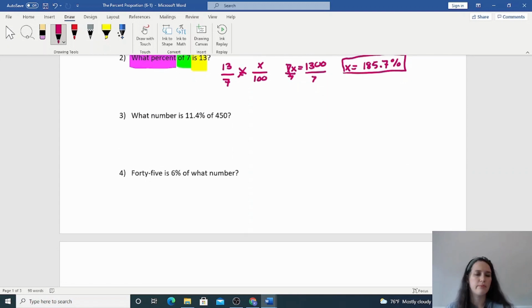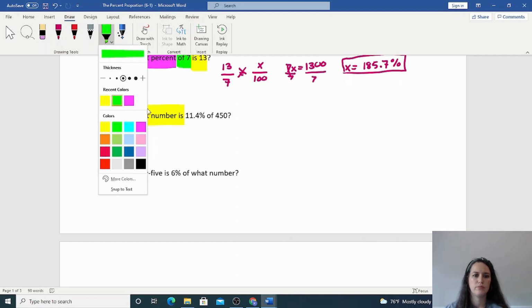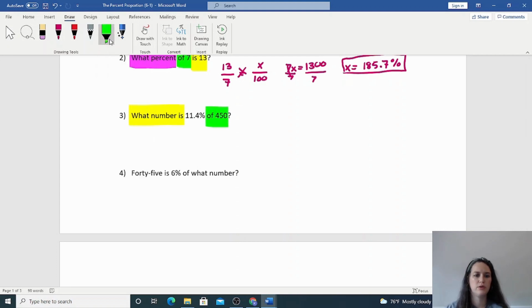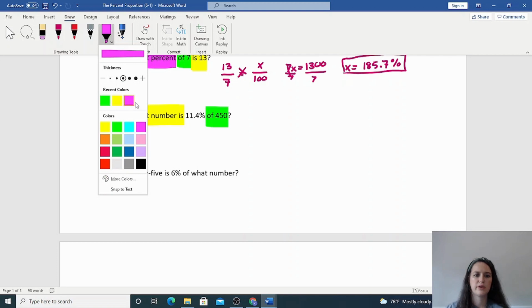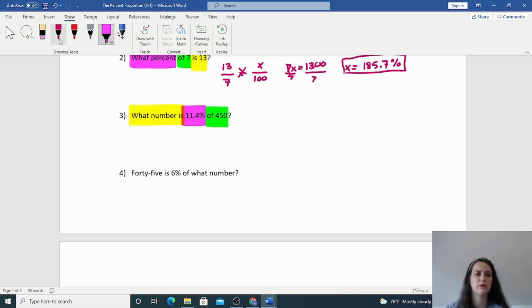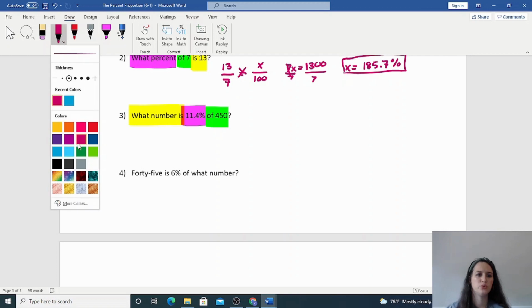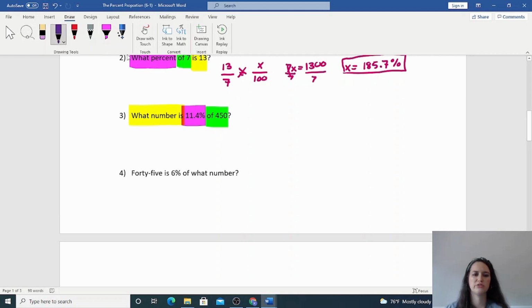All right, try to set up number 3 on your own. Go ahead and try it. Pause it, try it. I'm going to go ahead and color coordinate it. All right, so what number is 11.4% of 450? All right, so what number is, there's my is, there's my of 450, and then there's my percent. Again, you might not need to do the colors, that's totally fine. It just gives you a visual option to change colors for fun.